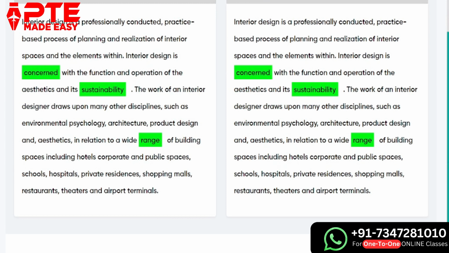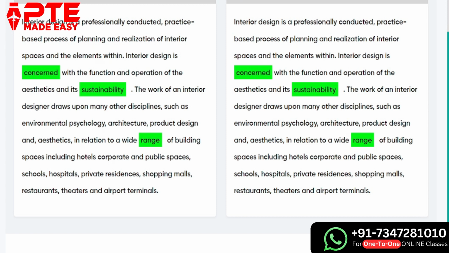So let us look at this one. So we did it right. Interior design is concerned with the function and operation of aesthetics and its sustainability. Okay, so what is happening? For how long will we be able to use it? That is sustainability. We need to just fill it with the suitable word form. That's the most important thing. Firstly, think of the word form.